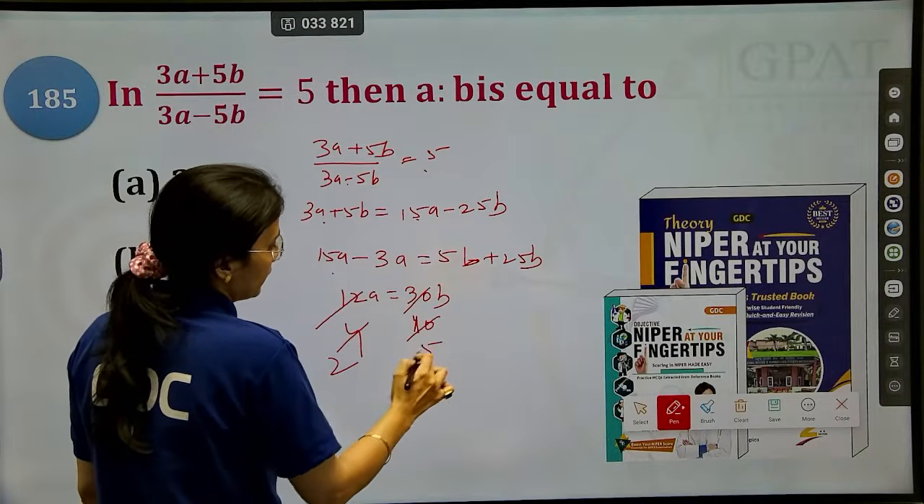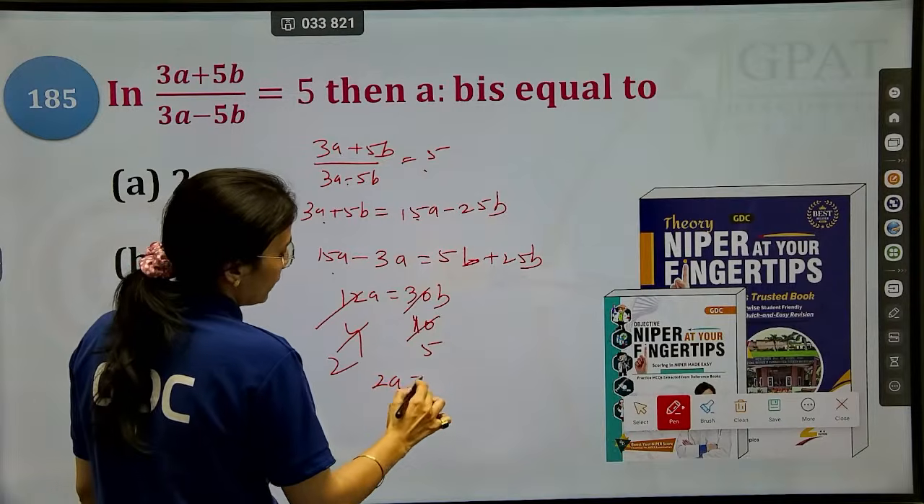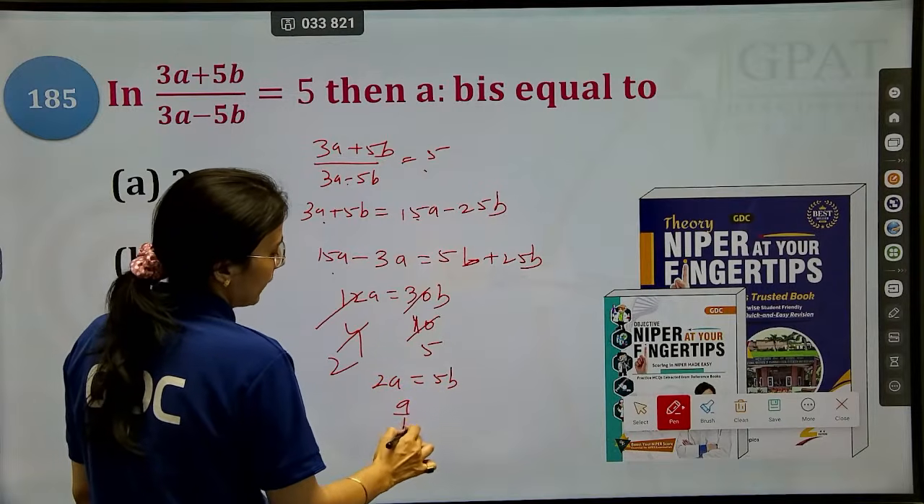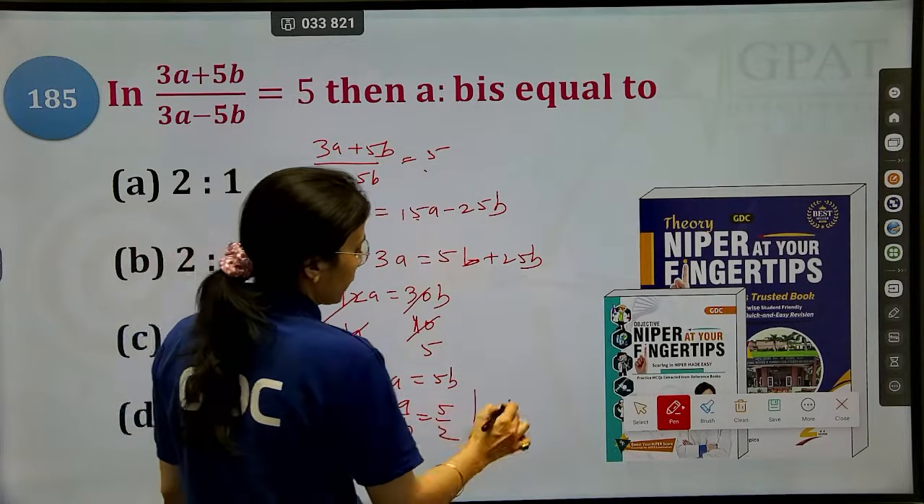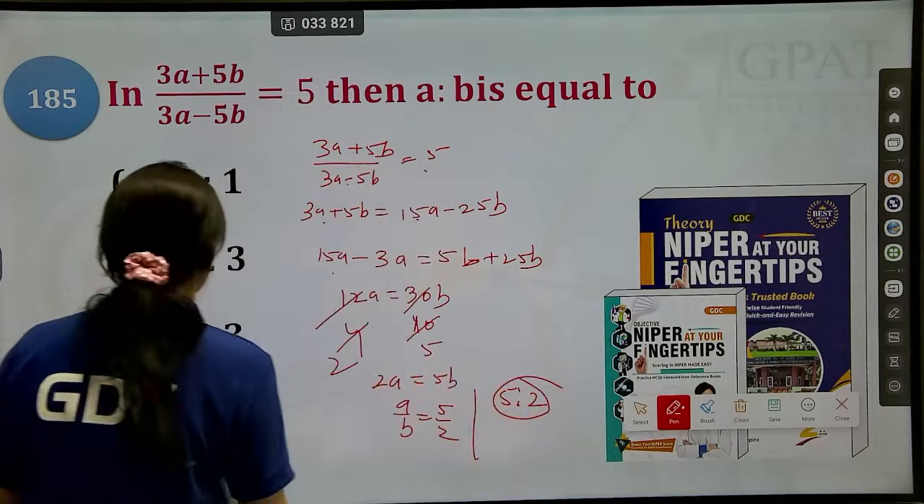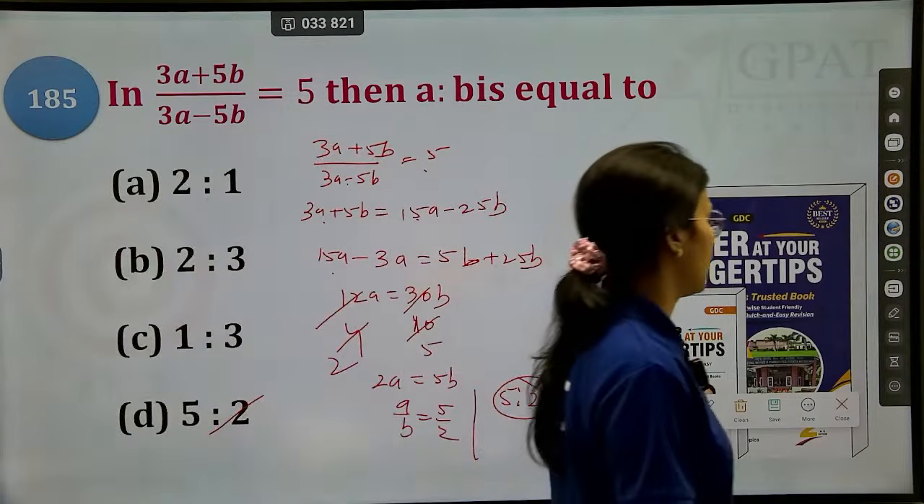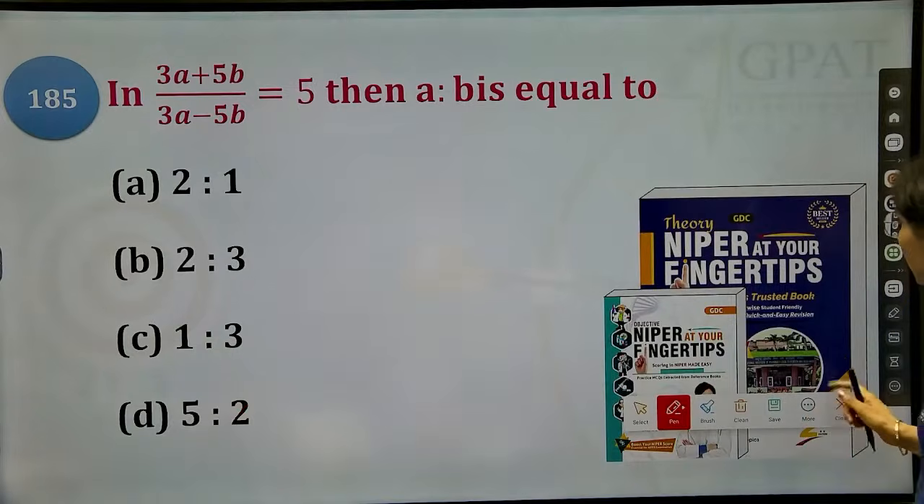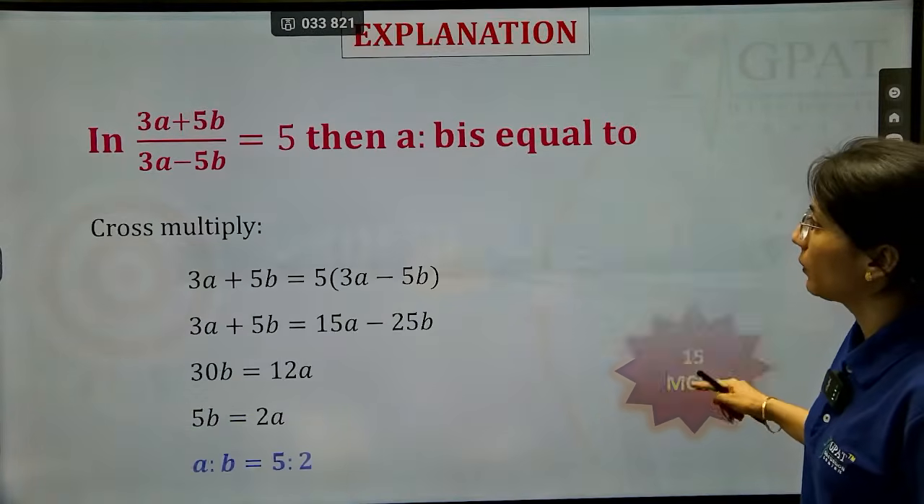4, 2, 5 are 10. So 2A is equal to 5B. So A by B is equal to 5 by 2. So the ratio of A to B is 5 to 2. That is option number D, which is correct. Now let's move to another question.